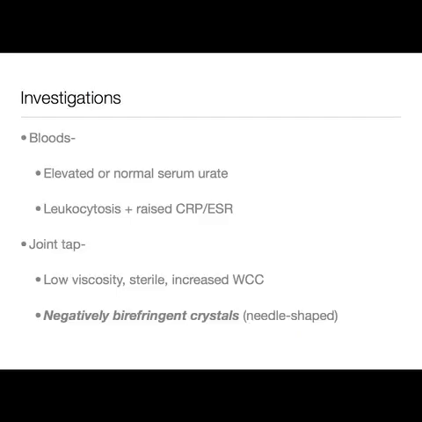In terms of investigations, it's important to do some blood tests as well as a joint tap. In terms of the bloods, you can see an elevated urate, which would make you think of gout. However, note that the serum urate can be normal during an acute attack, so gout mustn't be excluded based upon this finding. Going with inflammation, you'd see leukocytosis as well as a raised CRP or ESR. The joint tap is practically diagnostic, and you're looking for low viscosity and an increase in the white cell count that is sterile. You also want to do light microscopy, and characteristic findings are needle-shaped crystals that are negatively birefringent.